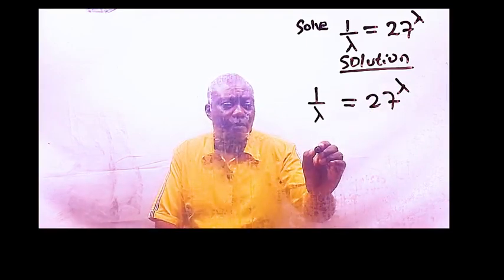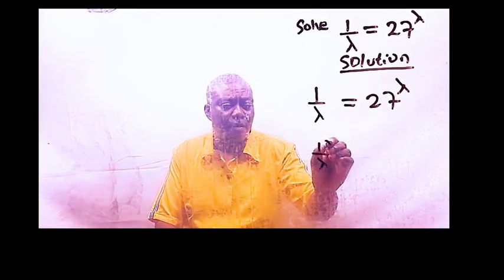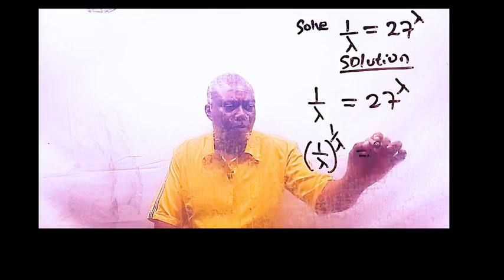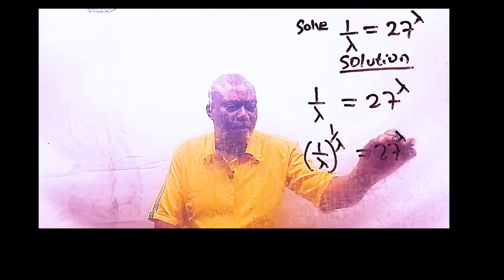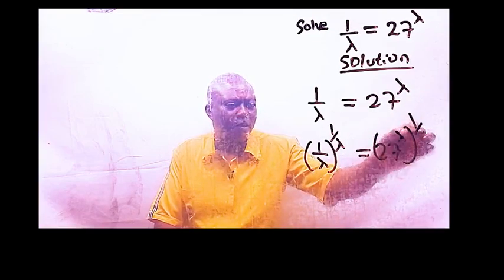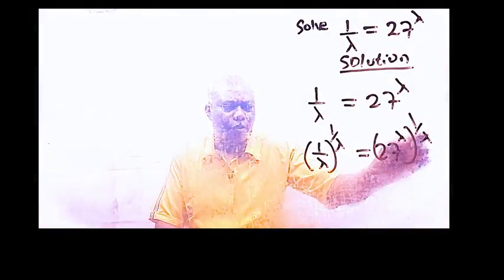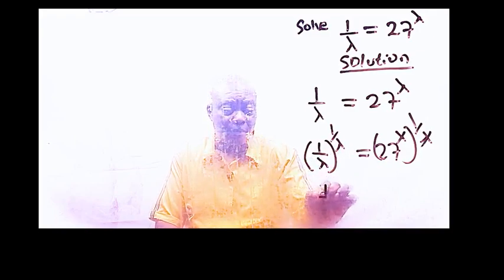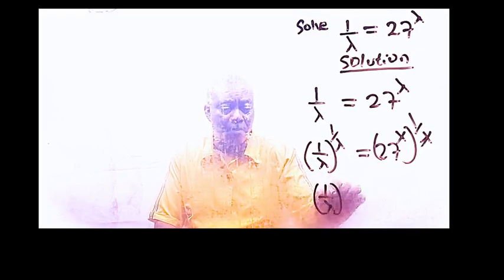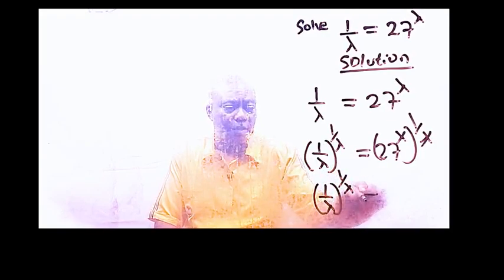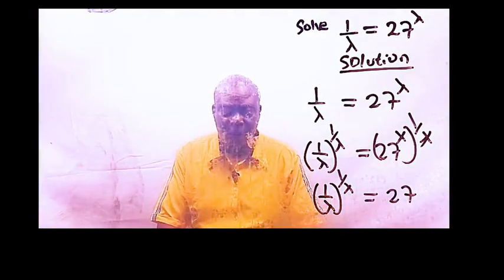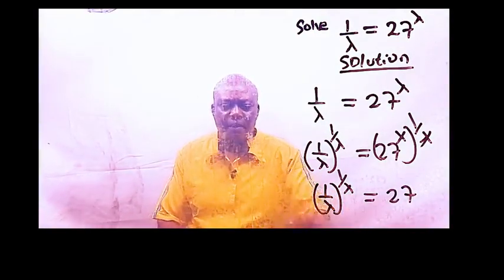So you have (1 over lambda) to the power of 1 over lambda equals 27 to the power of lambda multiplied by 1 over lambda. So this and this will go. The left hand side now will become (1 over lambda) all to the power of 1 over lambda equals 27. 27 is now free. So we don't have a problem here.